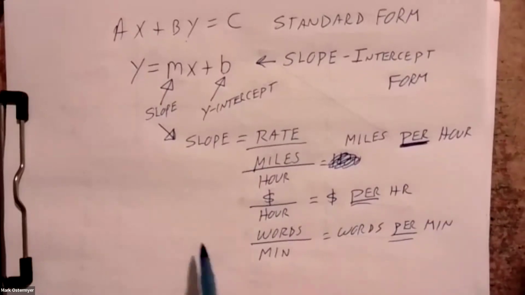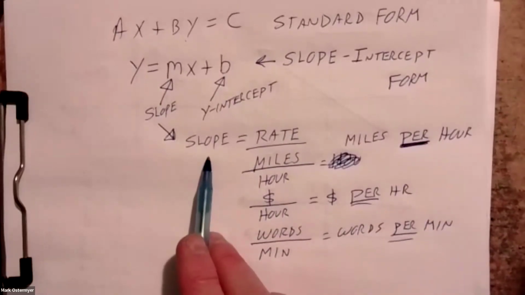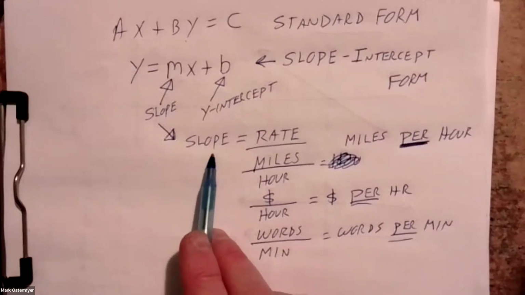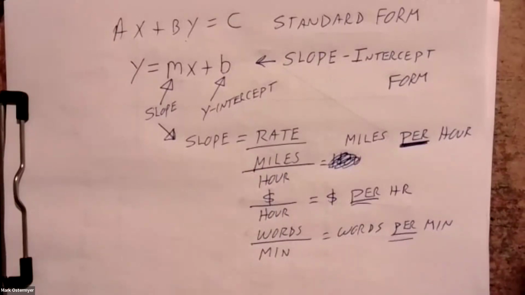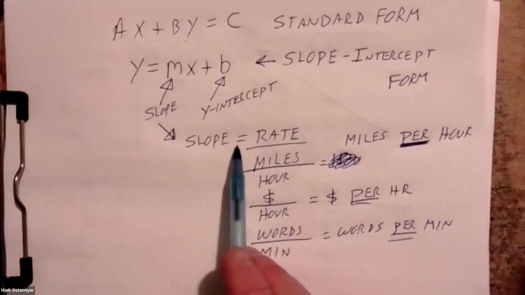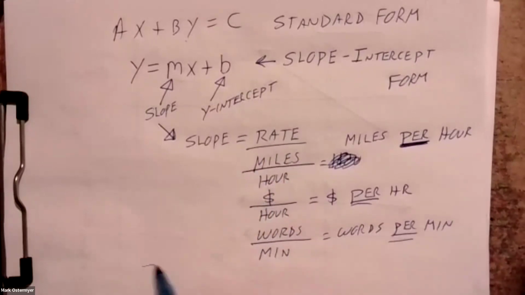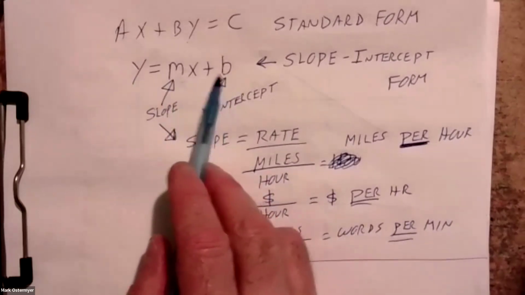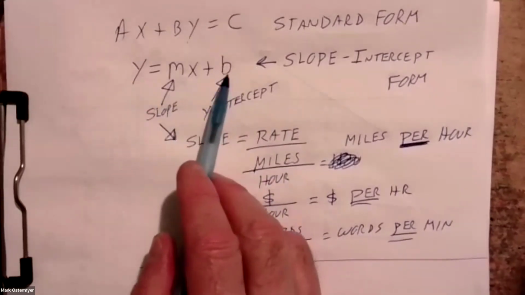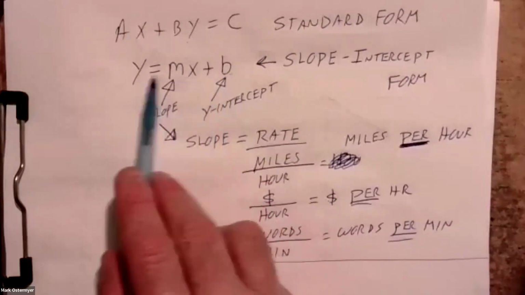Well, guess what? Slope is a rate. Slope is the rate of change of y per change in x. Okay? And we're going to find out the importance of the slope being a rate when we get into application problems, which is right around the bend. So ladies and gentlemen, we're going to touch base with and study this a little bit more in detail, this very important form called slope-intercept form for a linear equation.